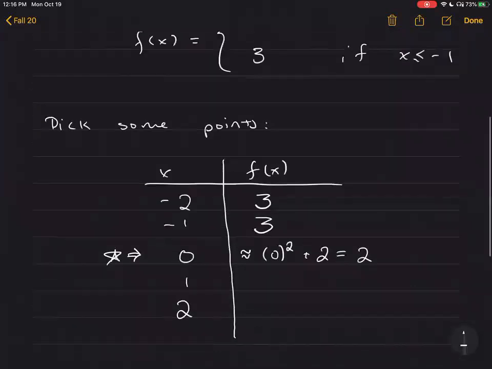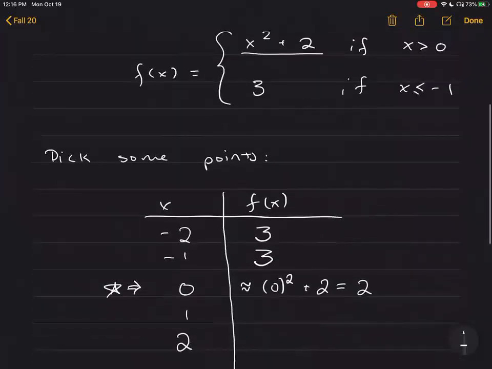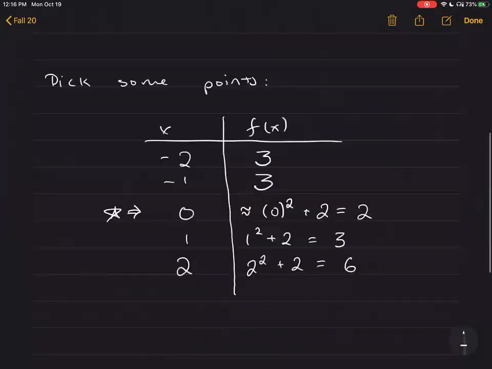And then 1 definitely is greater than 0, so we use the quadratic. So we get 1 squared plus 2 equals 3. And then we get 2 squared plus 2 equals 6. So now we go to graph.